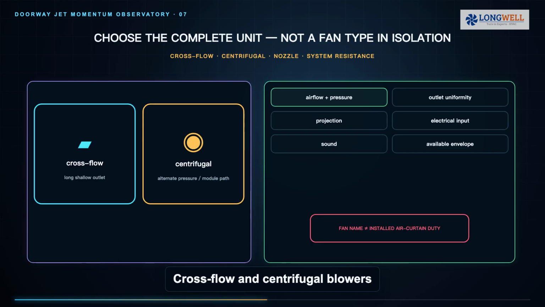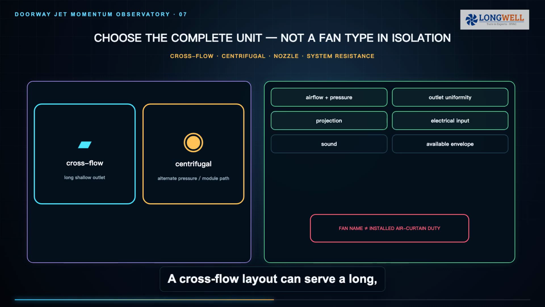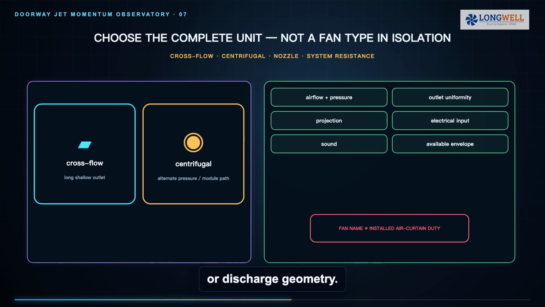Crossflow and centrifugal blowers solve different packaging and pressure problems. A crossflow layout can serve a long, shallow outlet with relatively continuous width. A centrifugal layout may suit another resistance path, module arrangement, or discharge geometry. Neither architecture is automatically best. Compare the complete unit at the required airflow, pressure, outlet uniformity, projection, electrical input, sound, and available envelope.